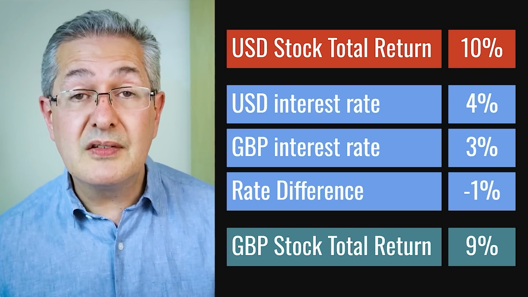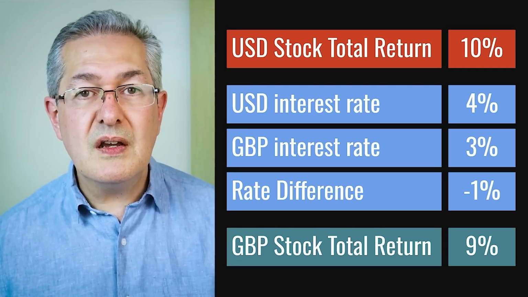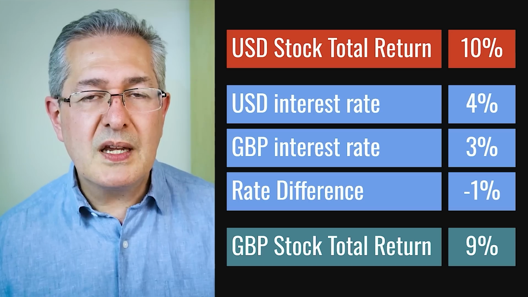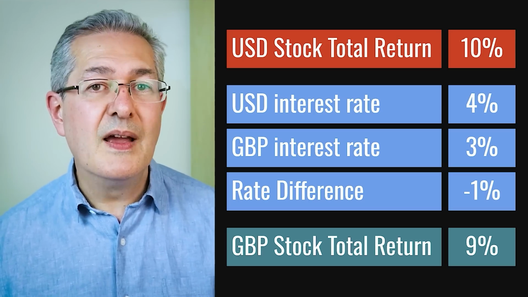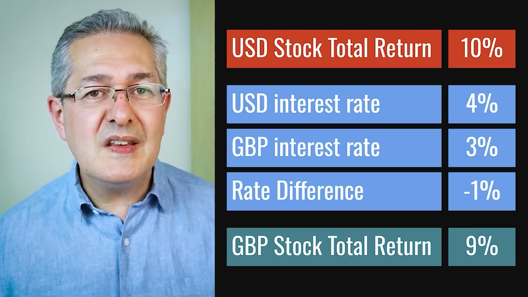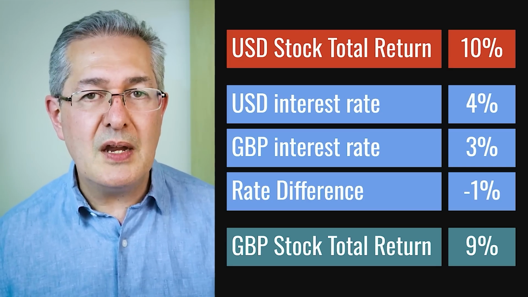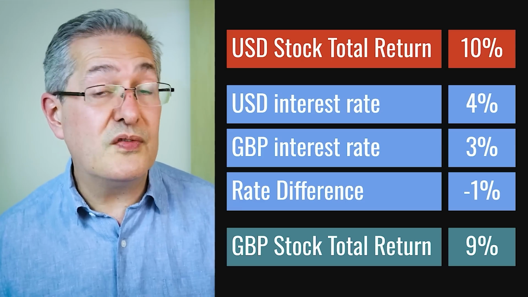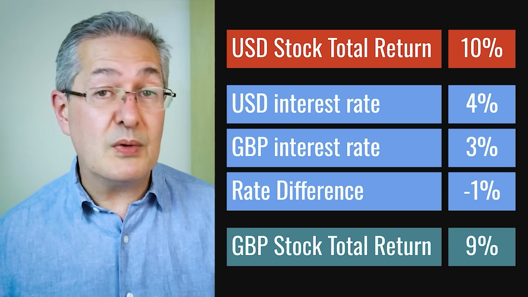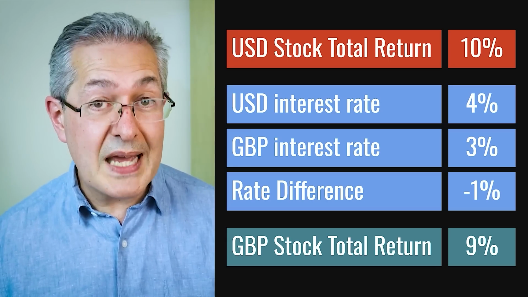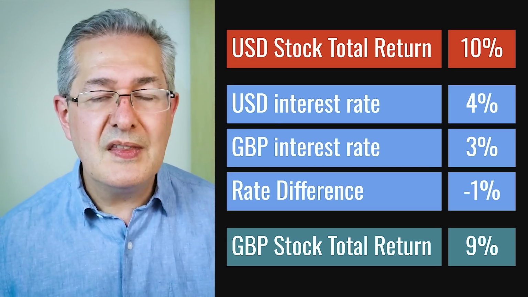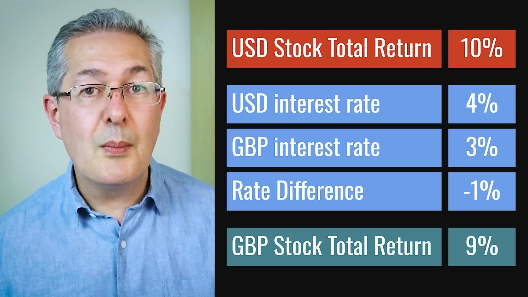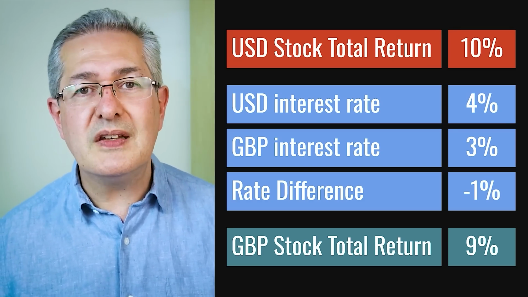So let's take a simple example. Let's imagine that the return in US dollars for US stocks was 10% over some period of time. But if we currency hedge that back into sterling, what matters all of a sudden is the interest rate differential over that period of comparison. If, say, the dollar interest rate, it's usually the short-term interest rate, was 4% and the UK interest rate was 3%, i.e. UK rates were lower than US rates, the interest differential would have been negative, and that means when we currency hedge US stocks back into sterling, we'd lose a percentage point of return.